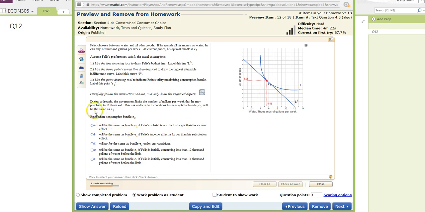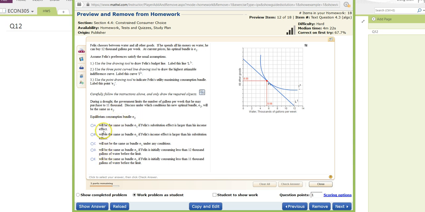And then the other part continues this question. During a drought, the government limits the number of gallons per week that he may purchase to 11,000. Discuss under which conditions his new optimal bundle E2 will be the same as E1. Equilibrium consumption bundle E2, so we have 5 choices here.